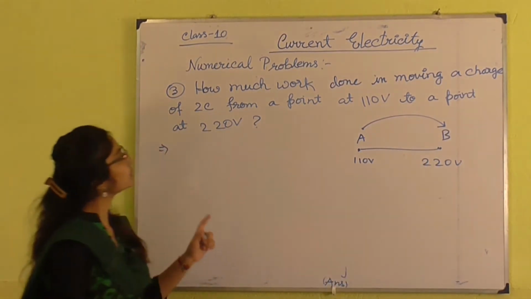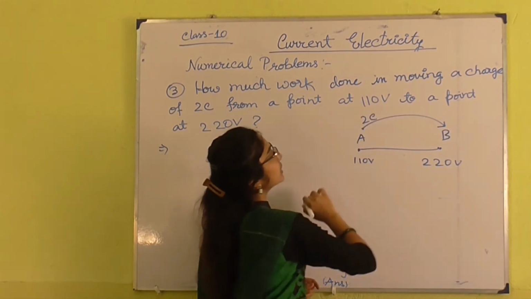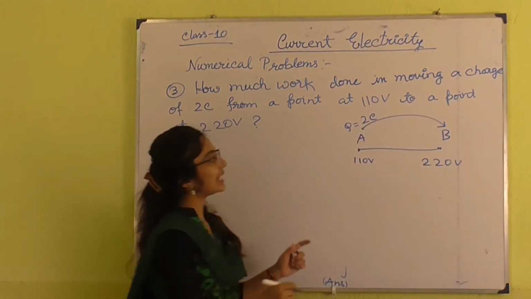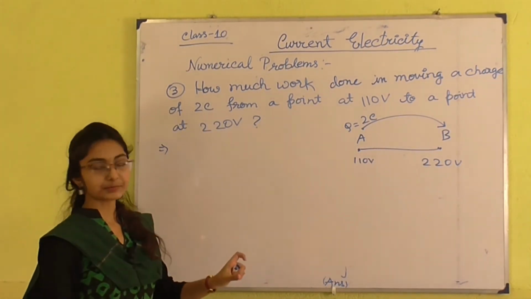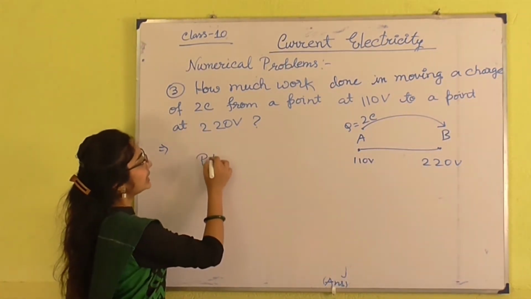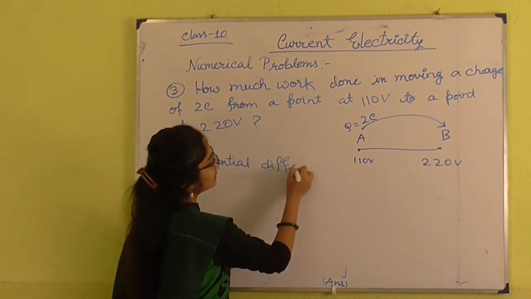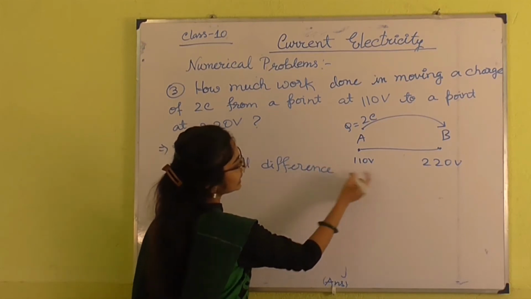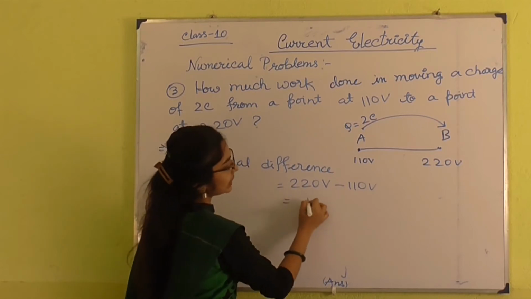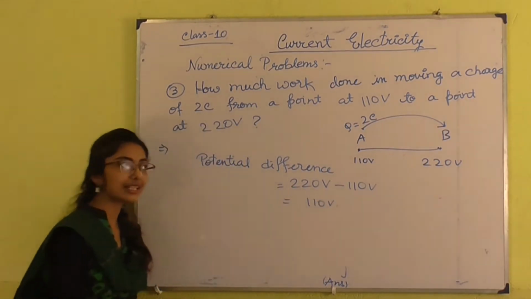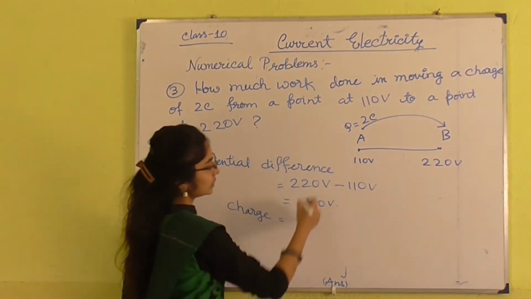You are moving one charge to this point and that charge is 2 coulomb. Q is equal to 2 coulomb, that is moved from this point to this point. You have to calculate the work done. So basically, what is the potential difference? The potential difference between these 2 points is 220 volt minus 110 volt, which is equal to 110 volt, and the amount of charge is equal to 2 coulomb.